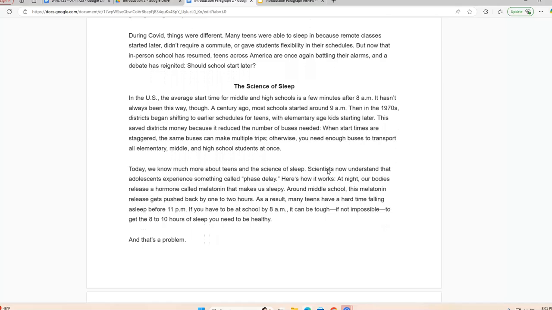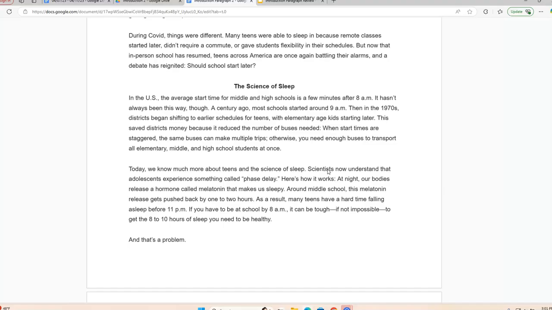In the US, the average start time for middle and high schools is a few minutes after 8 a.m. It hasn't always been this way, though. A century ago, most schools started around 9 a.m. Then, in the 1970s, districts began shifting to an earlier schedule for teens, with elementary age kids starting later. This saved districts money because it reduced the number of buses needed. When start times are staggered, the same buses can make multiple trips. Otherwise, you need enough buses to transport all elementary, middle, and high school students at once.